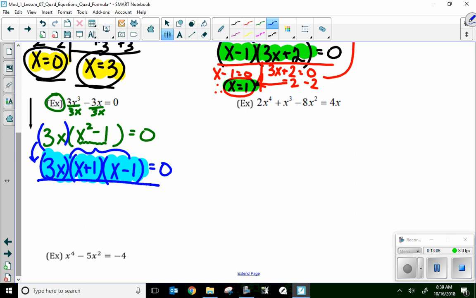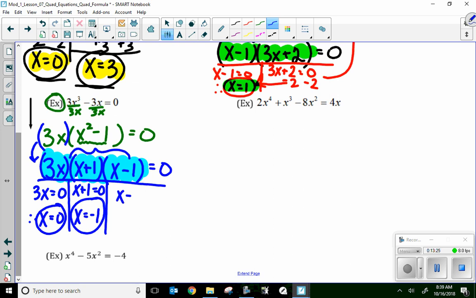So if I T-bone this, which is what I call this, T-bone, 3x equals 0, therefore x equals 0. Okay, if x plus 1 equals 0, x has to be negative 1. If x minus 1 equals 0, x has to be a positive 1. So now I have 3 answers, and that's fine, because what is the biggest exponent I have in the problem? It's 3. So I should have 3 answers. Good to go.